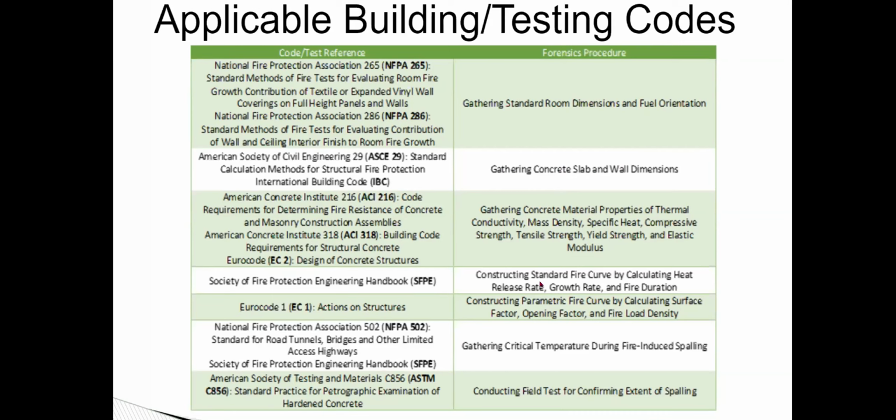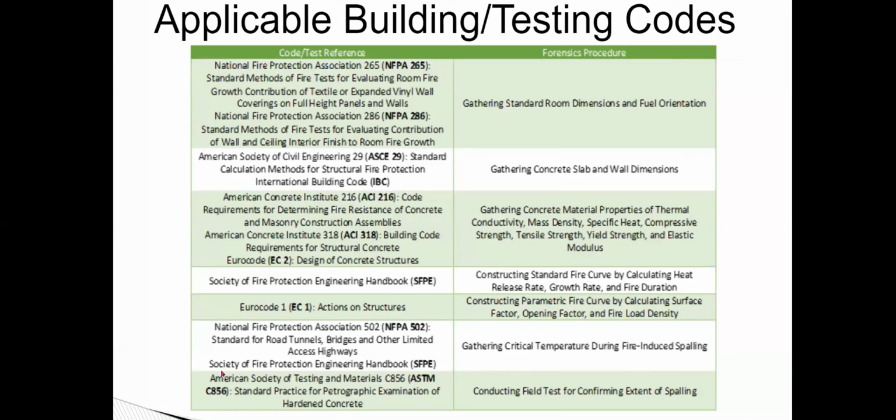For the thermal side and how to create the curves, we've done this a lot, but we technically followed Eurocode 1 and 2, and then we use that as what we input into our analyses. To know if spalling did occur, there are two things that some codes have used. There's NFPA 502, but this is applied mostly for tunnels and bridges.